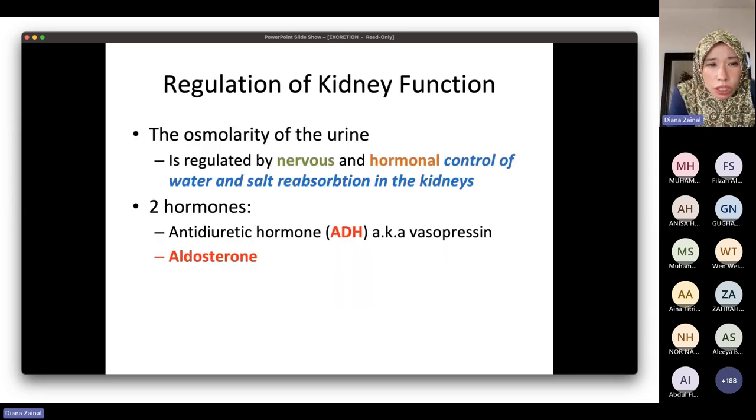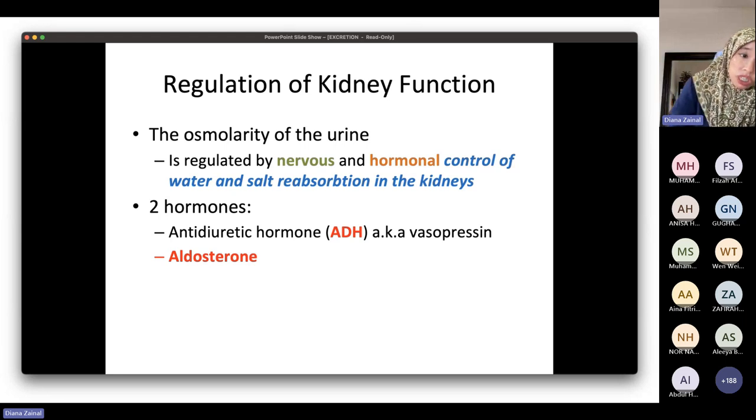Okay, so this is the one I told you. What are the hormones that are involved in the kidney? Okay, the osmolarity of the urine is regulated by your nervous system, your brain and all, and also the hormonal control of water and salt reabsorption in the kidney. So, what are the two hormones that are involved?